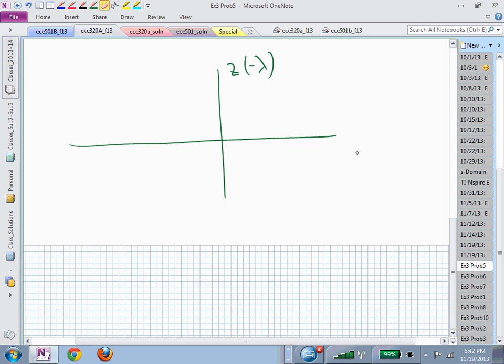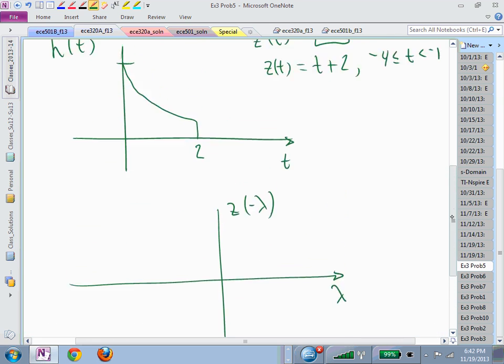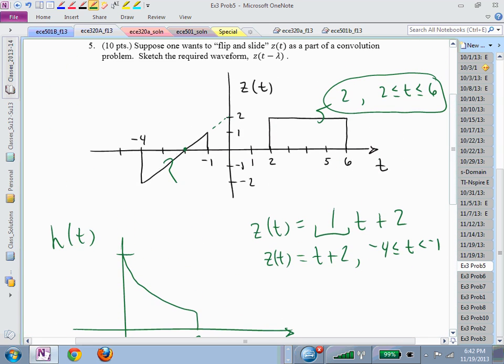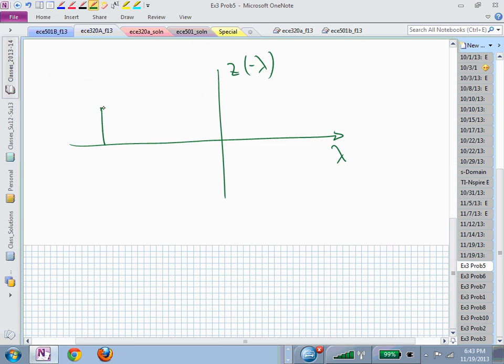And this is supposed to be my lambda axis. If I want minus lambda, I now simply rotate that around the vertical axis. So the easy part is the right part sliding or flipping over into the negative, and I'm going to have a value of 2, aren't I? And this is going to be -6 to -2.